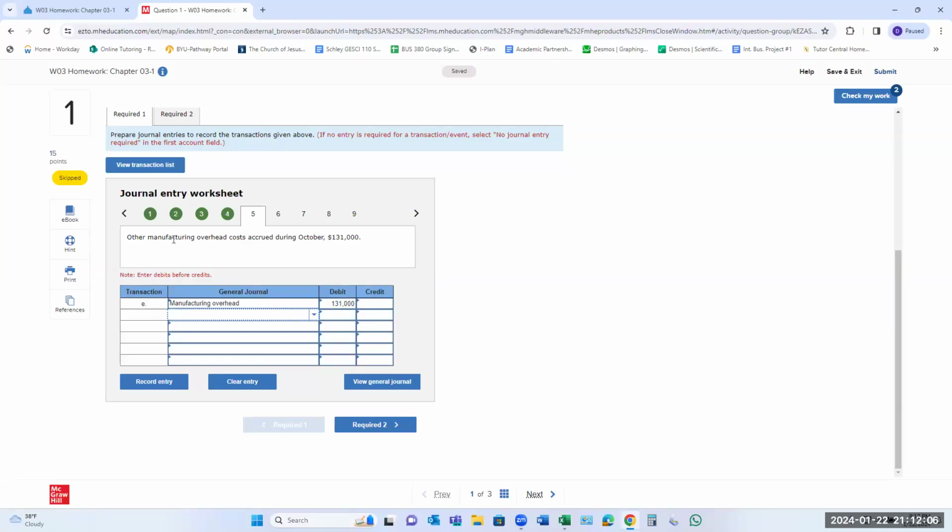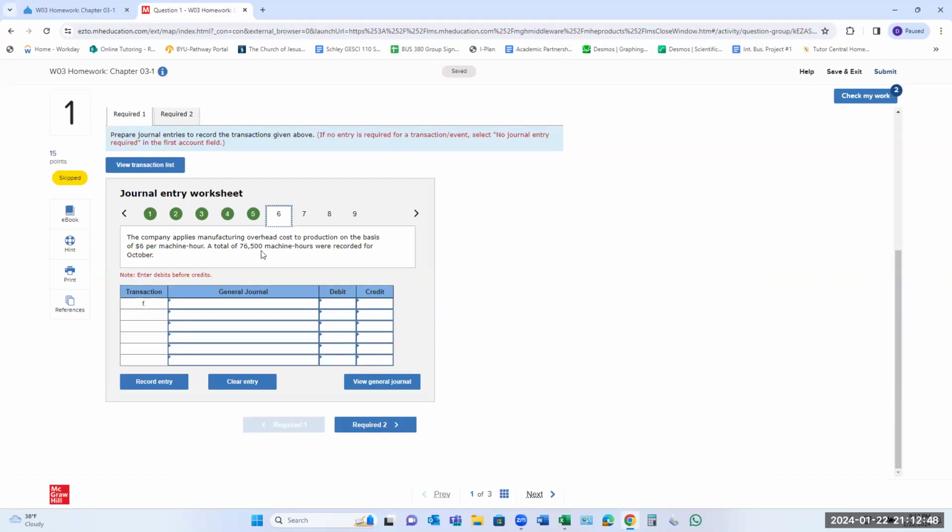Now, other manufacturing overhead costs accrued. So that sounds like I owe somebody money, and the only place other than salaries and wages payable where I owe someone money is accounts payable. So the credit is going to be accounts payable of 131,000. And the reason we can assume that is because we didn't pay cash for it, so it had to have gone on account.